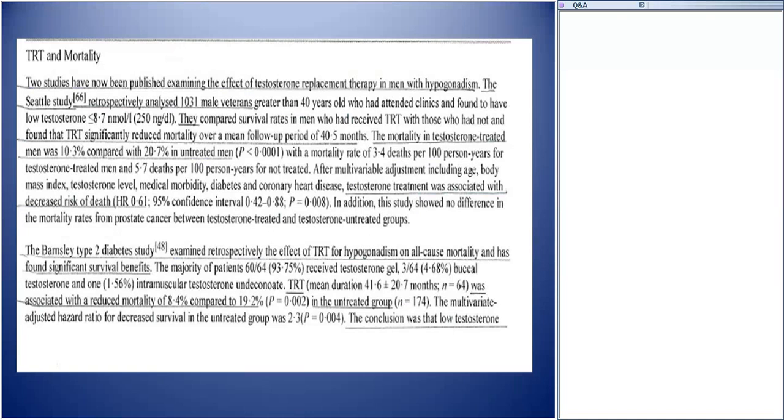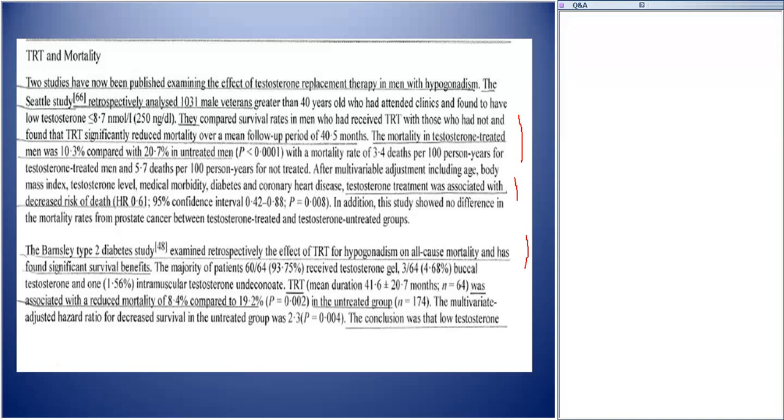Looking more specifically, these are two pretty powerful studies looking at mortality. Two studies have now been published examining the effect of testosterone replacement in men. One was a Seattle study. It's a retrospective study, but nevertheless, they found that testosterone replacement therapy significantly reduces mortality over 40 months. Testosterone-associated decreased risk of death. In the Barnsley study, they showed the same thing: testosterone replacement therapy decreases all-cause mortality and has significant survival benefits.